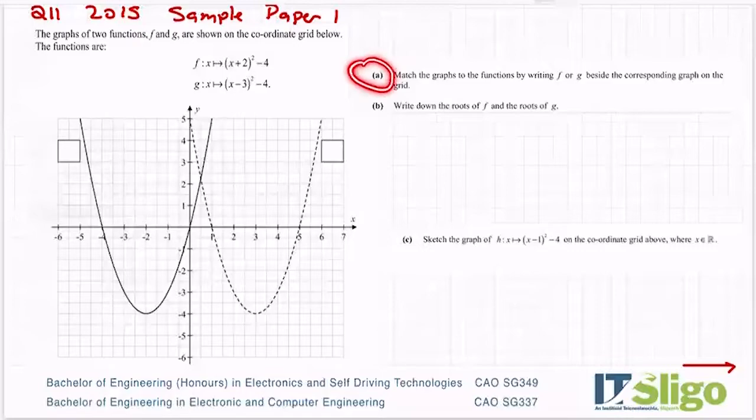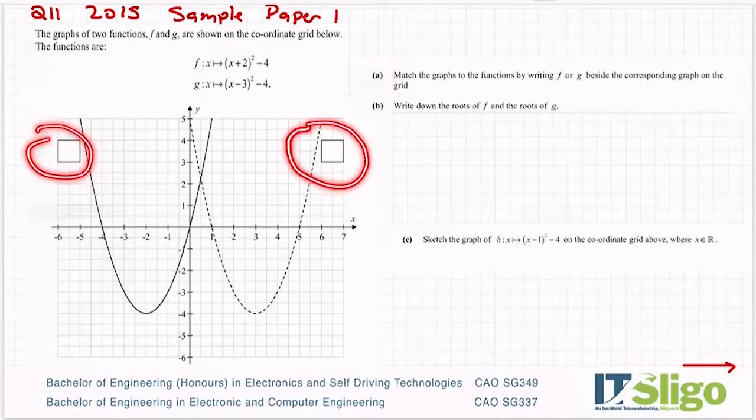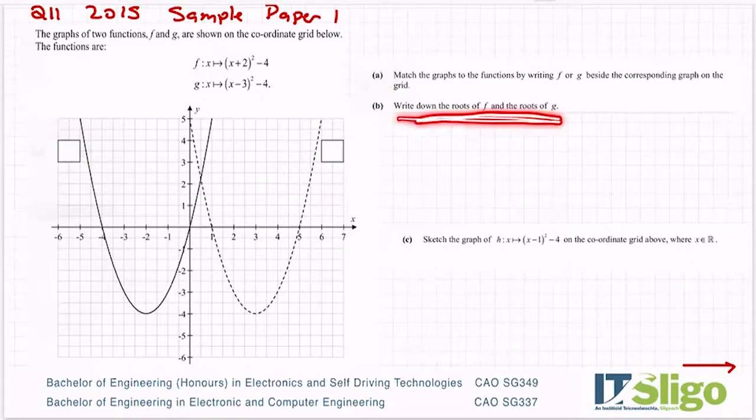So the first question said match the graphs to the functions by writing f or g beside the corresponding graph on the grid. Write down the roots of f and the roots of g was part B. Okay, so one way you can do this, and I want you to try it with me now with your calculator, is let's put this into our calculator. So use a mode setup, go to table, and let's put this function in.